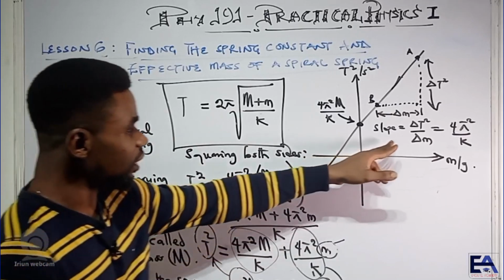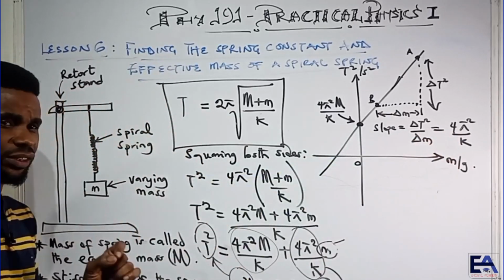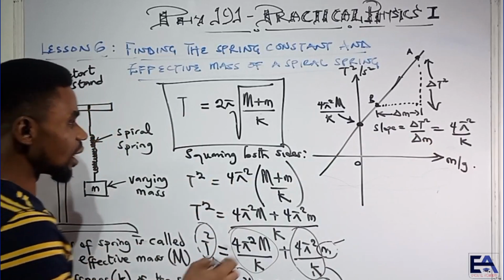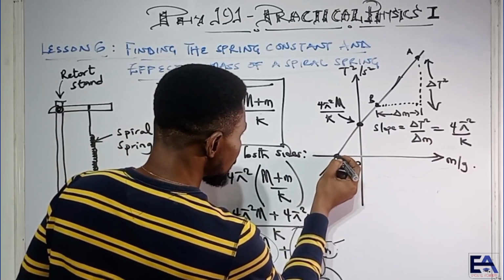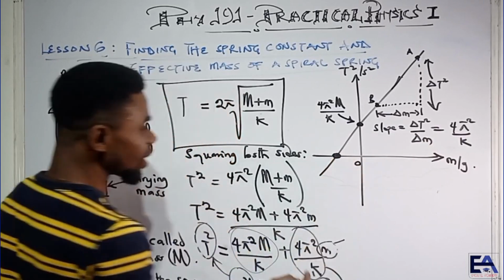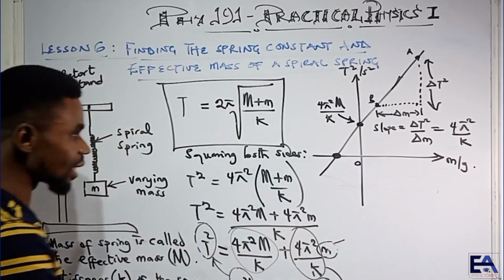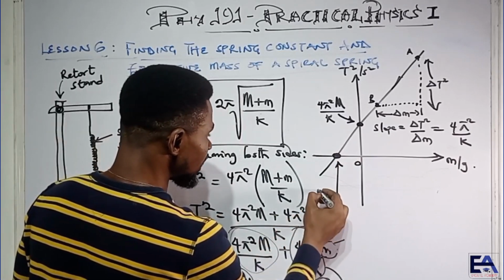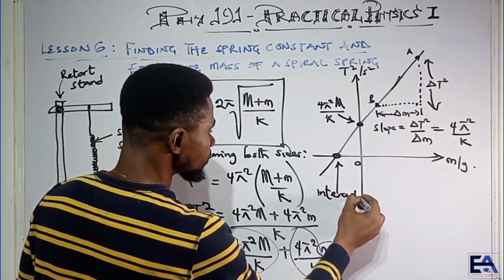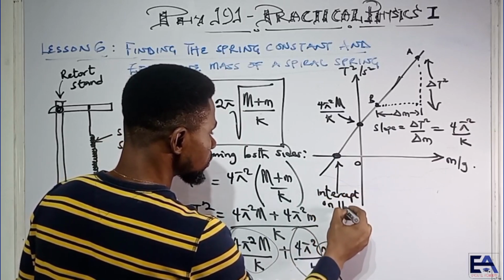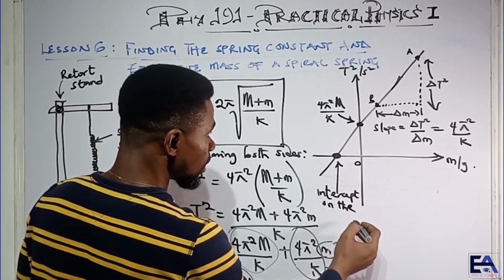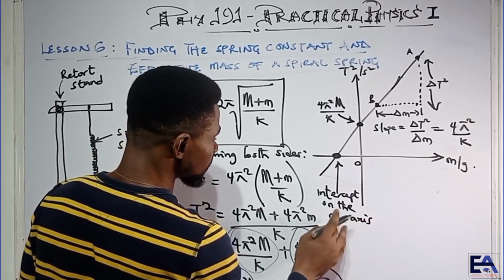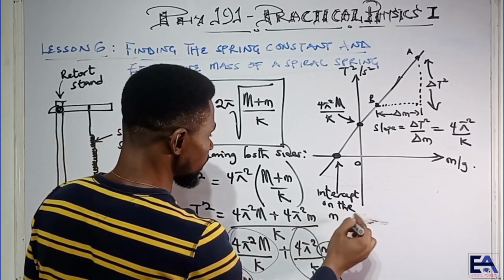So the slope of the graph is this, but did you notice something at the place where the graph cuts across the x-axis? This is the intercept on the M axis, that is M measured in grams.